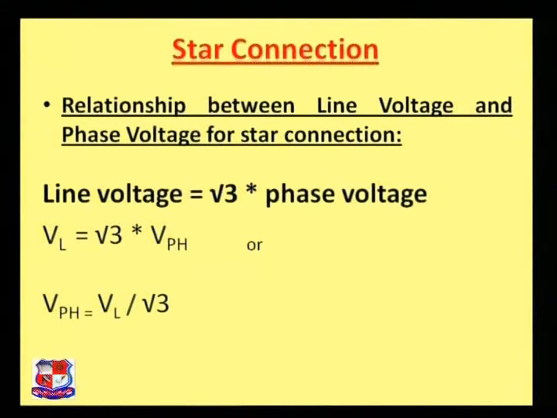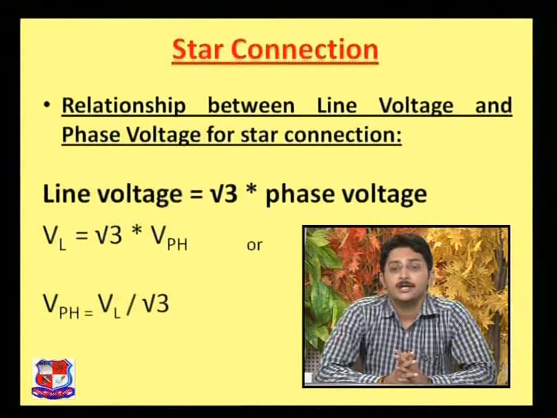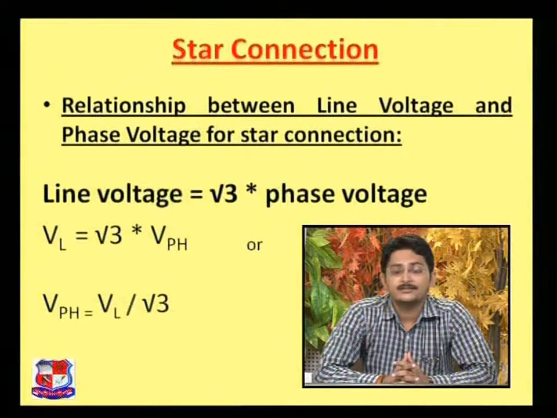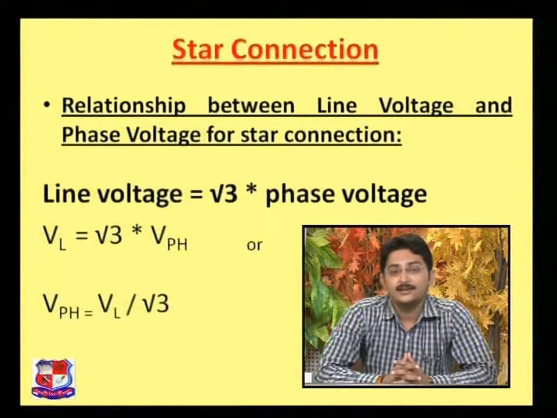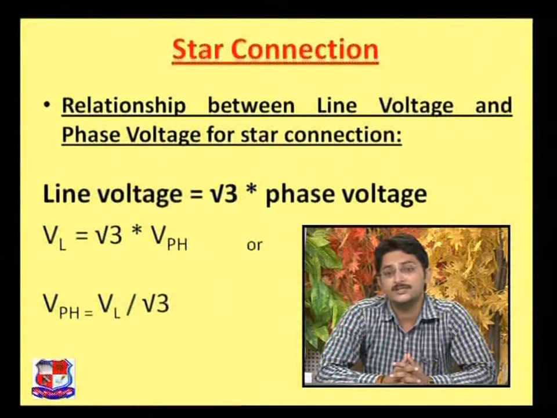Now for the star connection, see the relationship between the line voltage and the phase voltage. Friends, again I am reminding you of one thing: in a star connection or in a delta connection, there is a difference of line voltage, phase voltage, line current and phase current. So first of all, you have to define whatever connection you are asked about in your exam. Here we are asked about the star connection. So the relationship between the line voltage and phase voltage is that line voltage is greater than the phase voltage, and it is √3 times higher than the phase voltage.